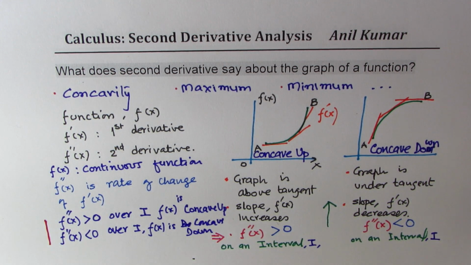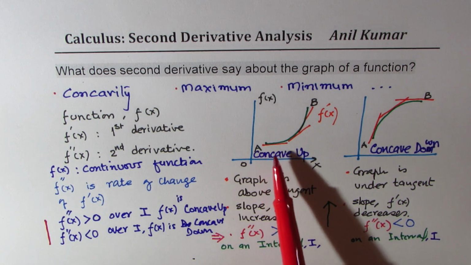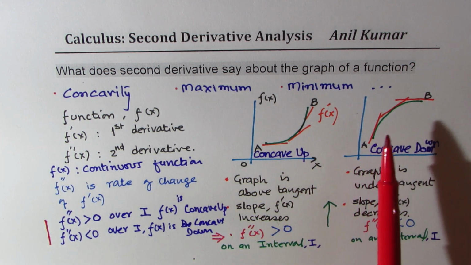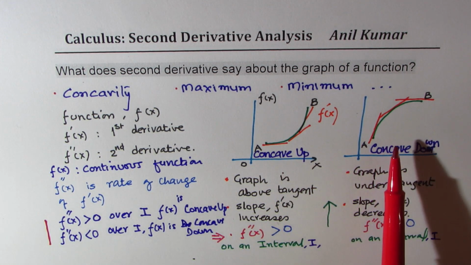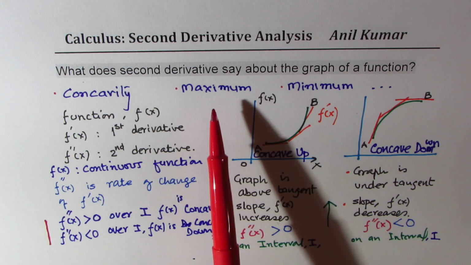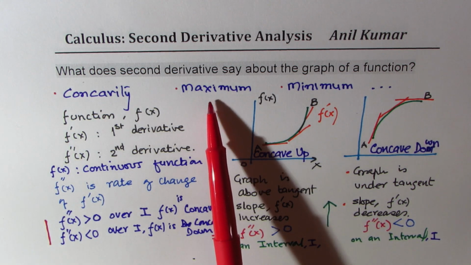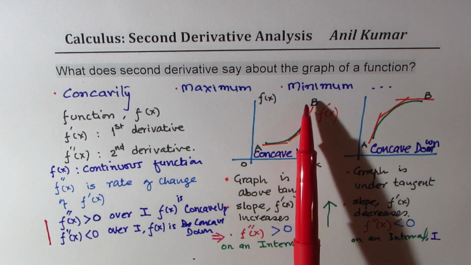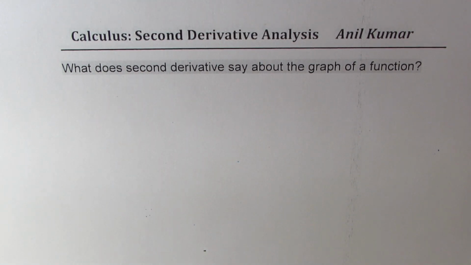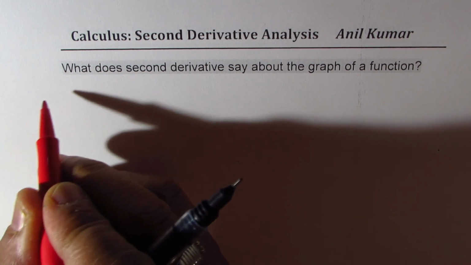So what we can say is that the second derivative defines the graph of a function. It could be concave up or concave down in a given interval if the second derivative is always increasing or always decreasing, as shown here, right? Now let's look into the second part, which is when will it be maximum or minimum? Perfect. Now getting back to our question, what does the second derivative say about the graph of a function?